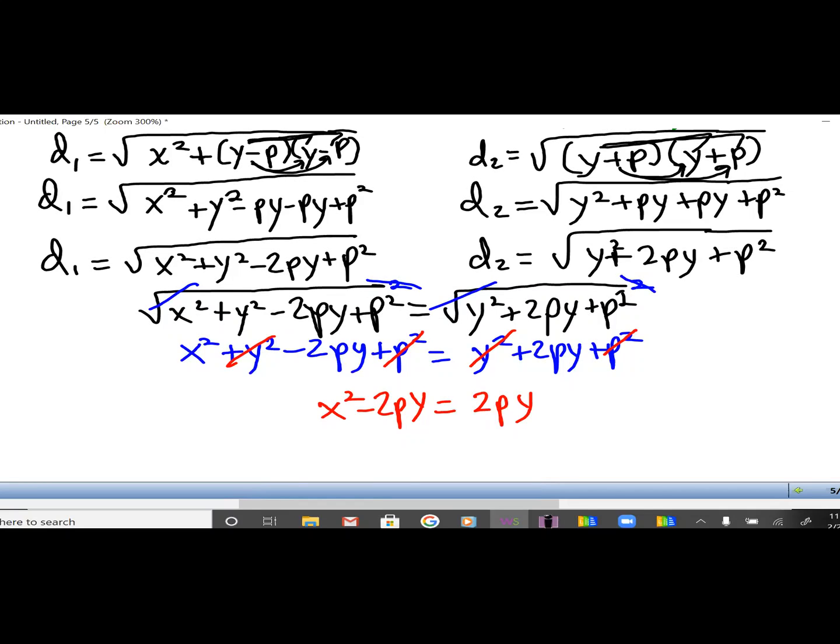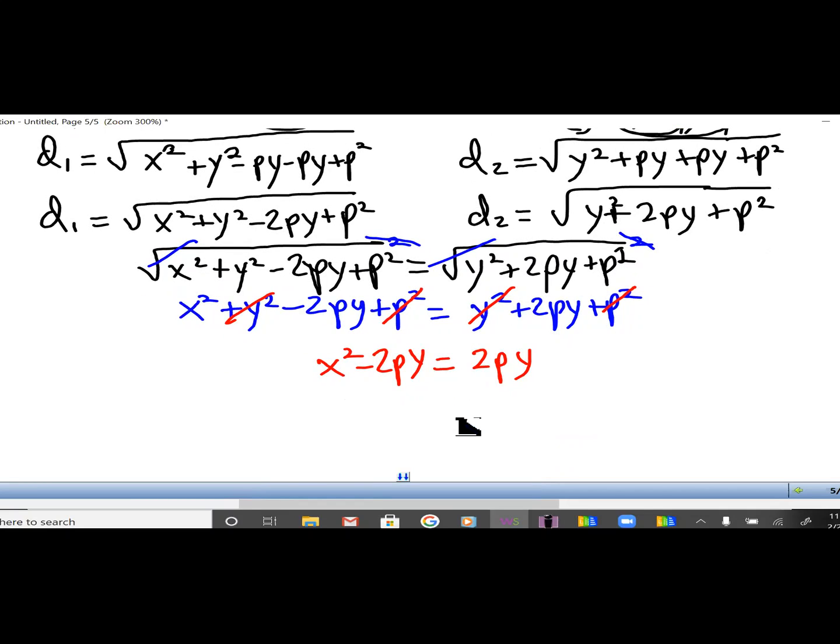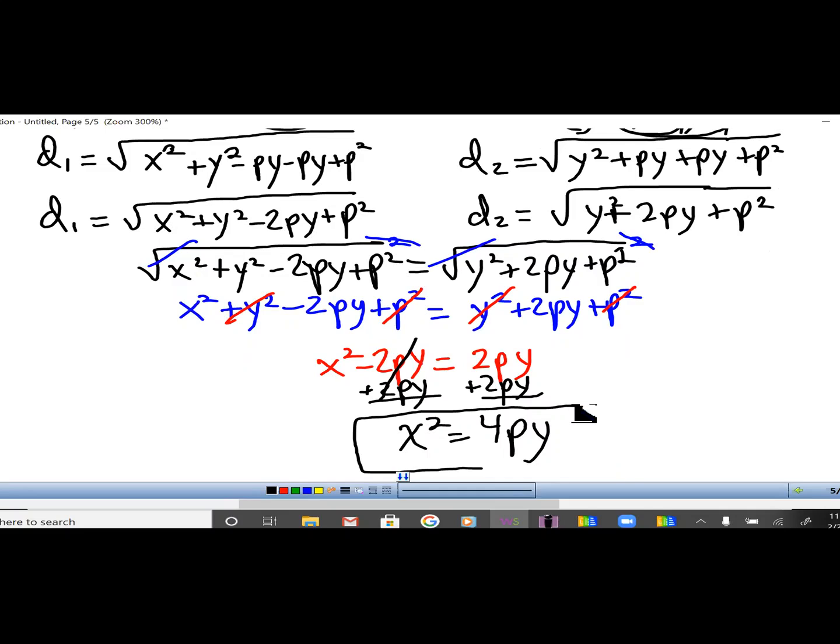At that point, I'm going to leave x squared by itself. So I need to do what? Add 2py to each side. And ladies and gentlemen, x squared equals 4py is the standard form equation of a parabola.